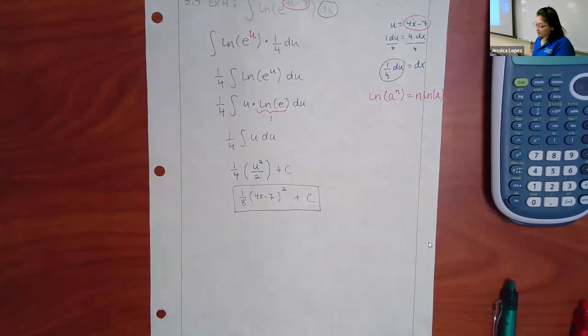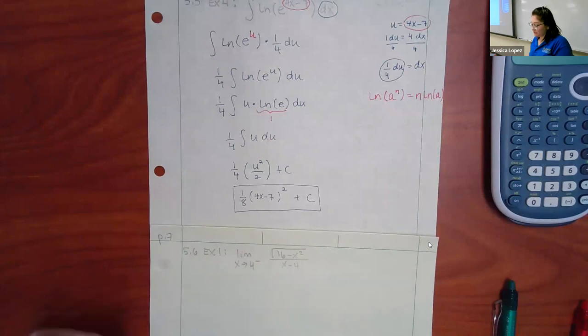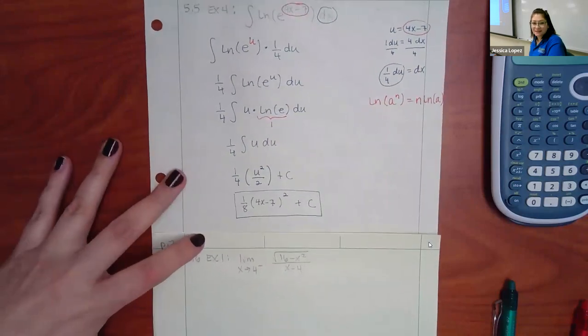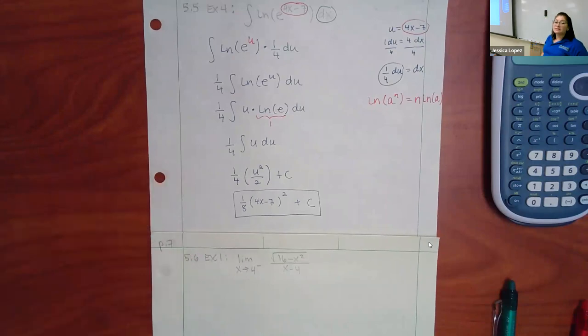Oh yeah, 5.6. I was like, why are limits in here? But I forgot what 5.6 was about for a split second. So that's the only thing I have for 5.5, okay?